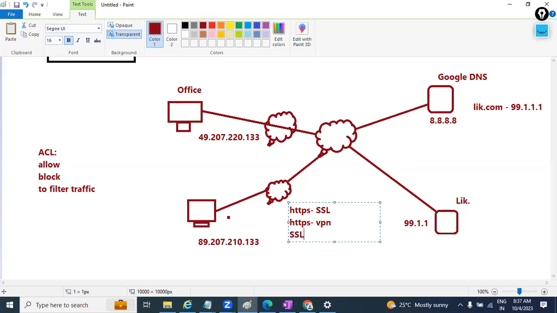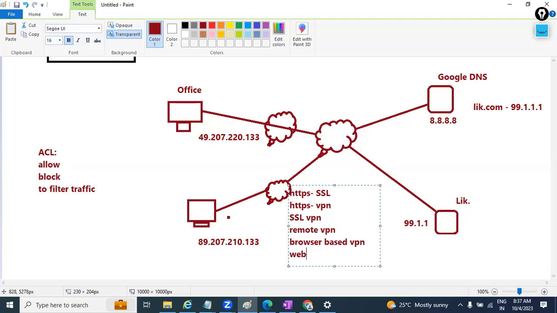That VPN is known as SSL VPN, or remote VPN. That VPN is also known as browser-based VPN. Browser-based VPN is also known as web-based VPN. This VPN is also known as clientless VPN.